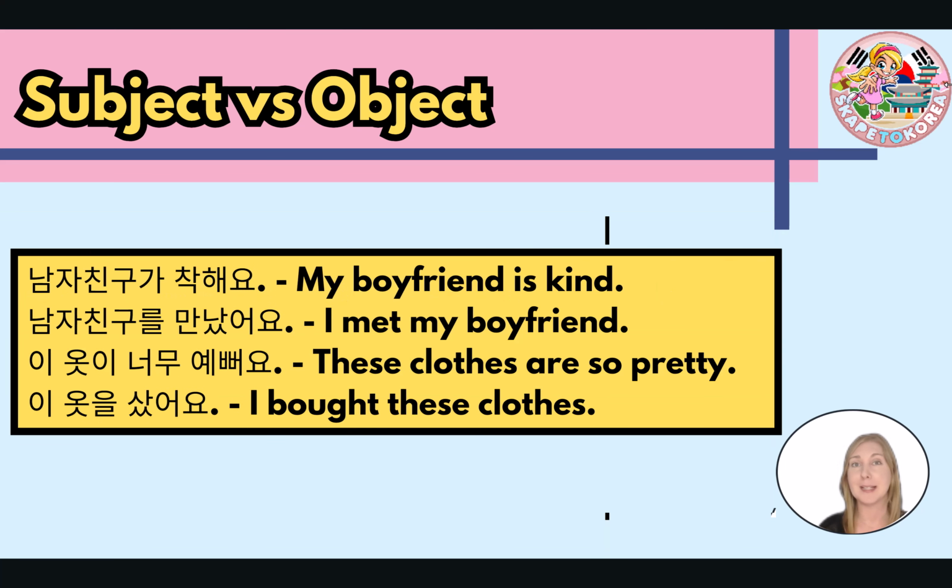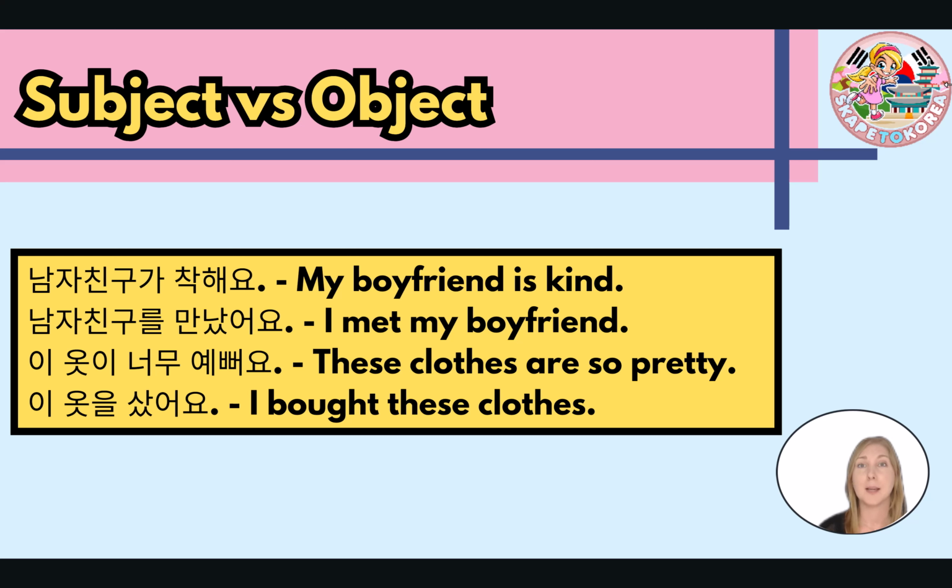남자친구가 착해요. My boyfriend is kind. Here again, we are missing my, right? So you can say 제 남자친구가 착해요. My boyfriend is kind. But you can drop 제 and just say 남자친구가 착해요 because people will assume that you're talking about your boyfriend, not someone else's boyfriend, okay? So 착하다 is to be kind. It's a descriptive verb. You're describing someone. So you would add the subject marking particle to 남자친구.